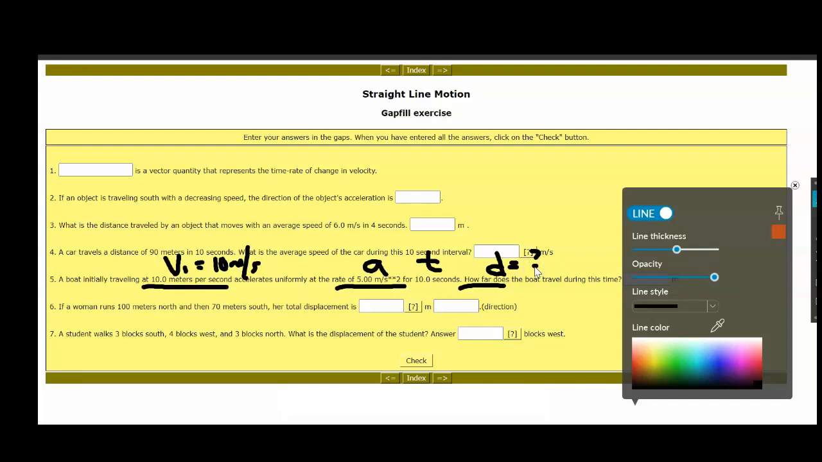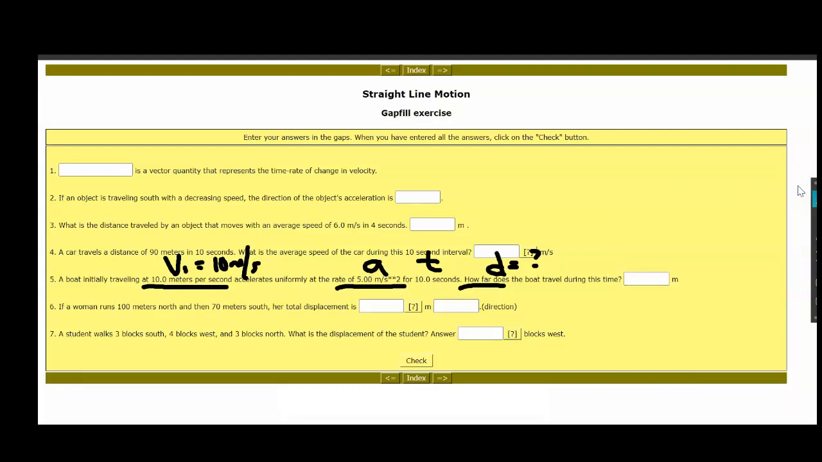So then I go, you'll have an equation sheet. It's a matter of, well, what do I got? What do I want? What fits? That's the strategy, these plugins. And what I have is VI. What I have is A. What I have is T. What I have is D.